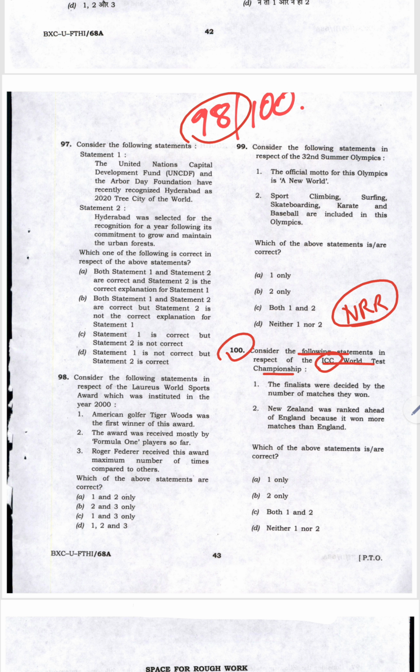So we know that basic stuff. So you see, the finalists were decided by the number of matches they won. No. New Zealand was ranked ahead of England because it won more matches. No. There is no point of net run rate. Okay. So that's why option is D here. So let us assume, okay, we really don't know about NRR also. Okay, you cannot solve this question. Go with 98 question here.